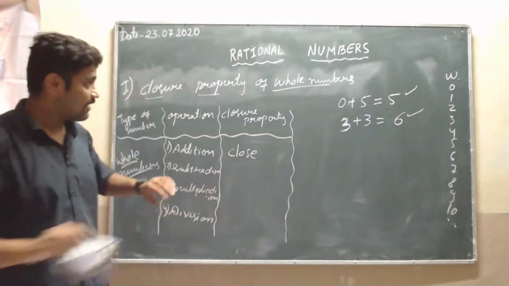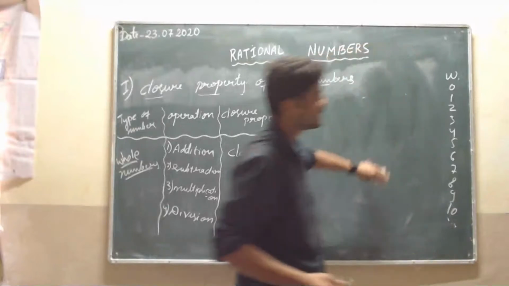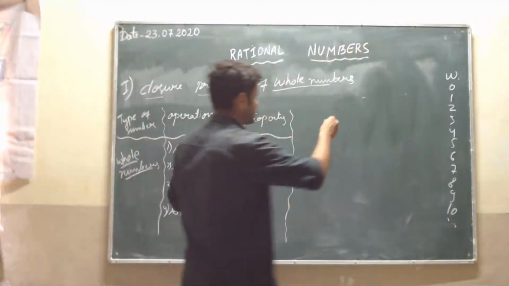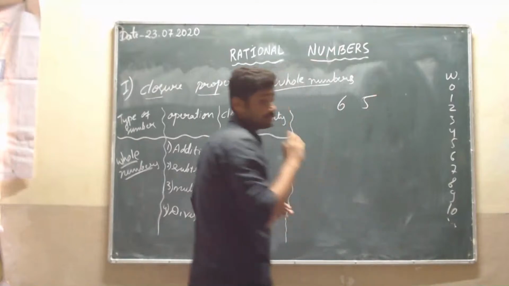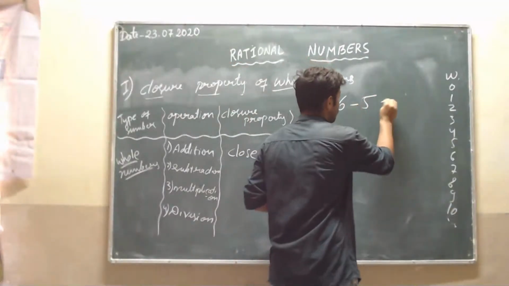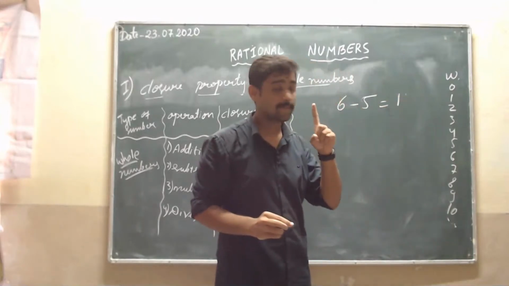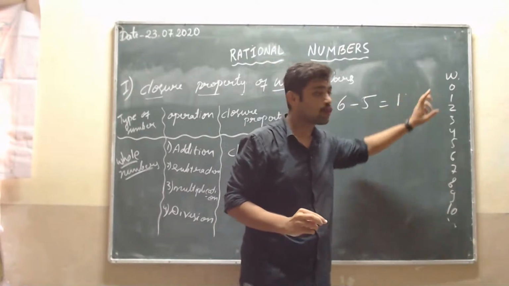Then I will check the next operation, that is subtraction. Take any two numbers. I will take 6 and 5. Which operation? Minus operation, or subtraction. What is the answer? 6 minus 5 is 1. Will 1 come under whole numbers?